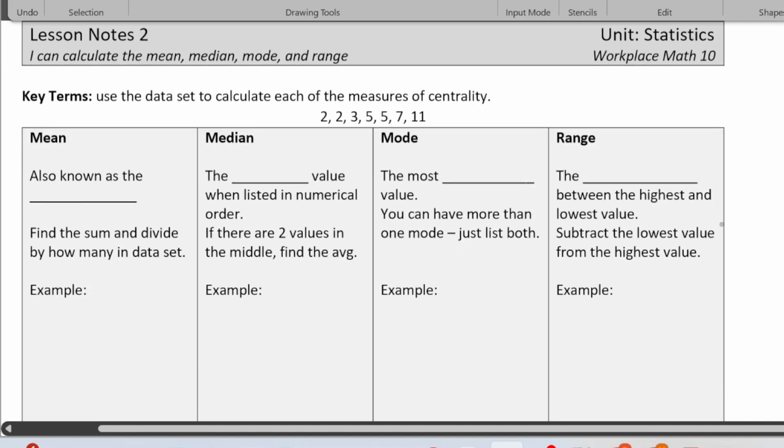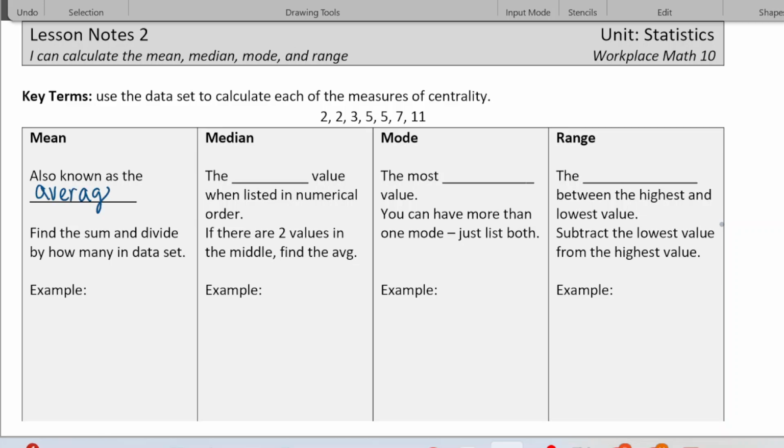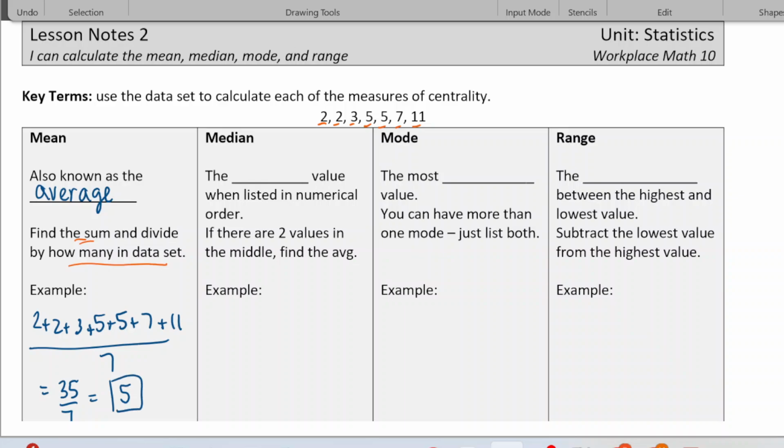So the mean is also known as the average. Okay. So here's an example data set that we have. So to calculate the average, we find the sum and we divide by how many numbers in the data set. So we go 2 plus 2 plus 3 plus 5 plus 5 plus 7 plus 11. And we divide by, I've got 1, 2, 3, 4, 5, 6, 7 numbers here. Okay. So if I add up all those totals, I get 35. 35 divided by 7, so my mean there is 5.